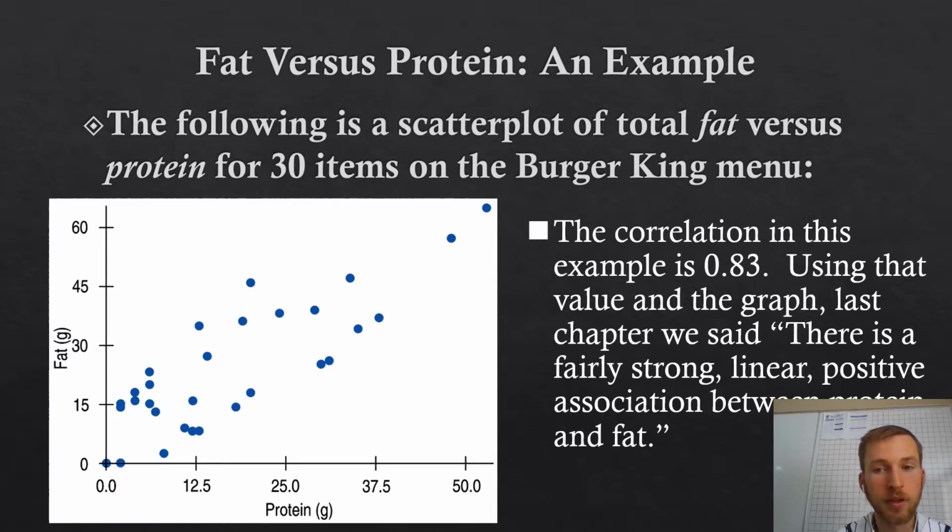Okay. So using what we've seen in the previous chapter, Chapter 6, we could calculate our correlation, or our R value, and we'd get an R value of 0.83. Using that value in addition to the graph, we could say that there's a fairly strong linear positive association between protein grams and fat grams. Like I said, this is an example we're going to be coming back to as we start to talk about line of best fit or linear regression.